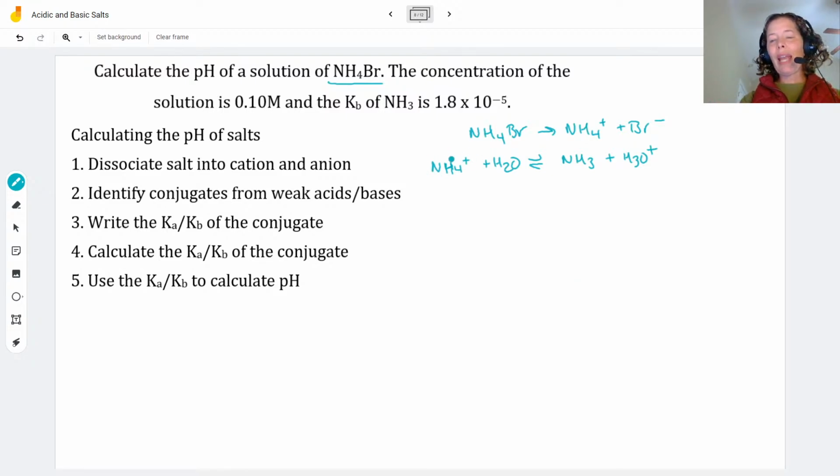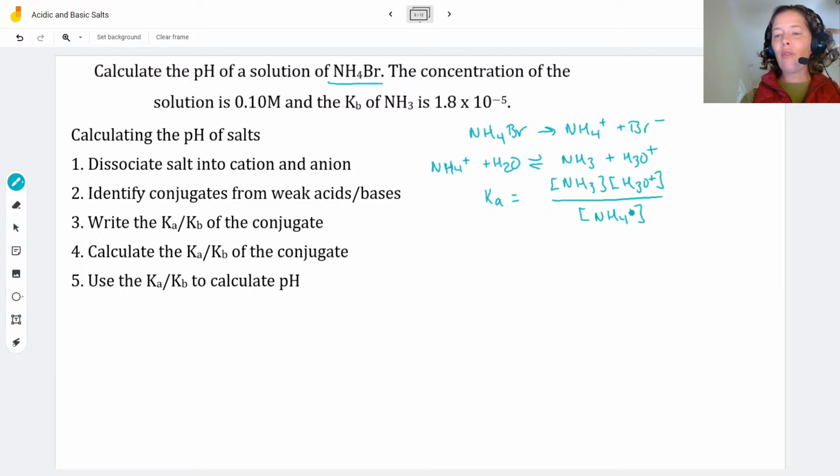So we have the ammonium cation, and again, it's making a little bit of hydronium. We just don't know how much yet. Now that we've written out our balanced chemical equation, let's write down what our Ka is. This is our equilibrium constant, so remember, it's products over reactants: ammonia times hydronium. And remember, when we have Kas, the concentration of water is folded into the value for Ka, so we don't have to include water in the denominator here.